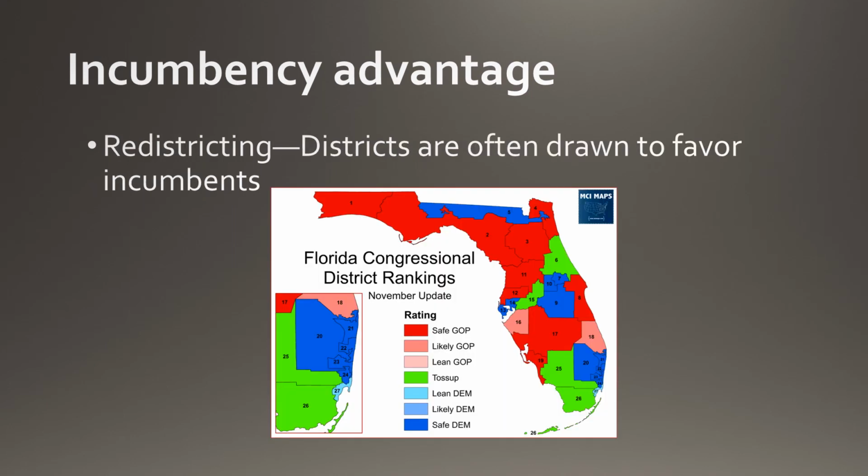And redistricting. Districts are often drawn in such a way to favor incumbents. So we talk about gerrymandering. We have a lot of safe seats congressionally, and so this will help out the incumbent as well.